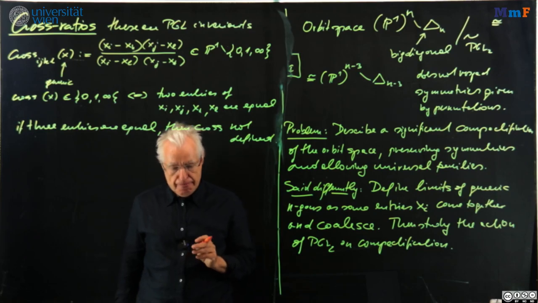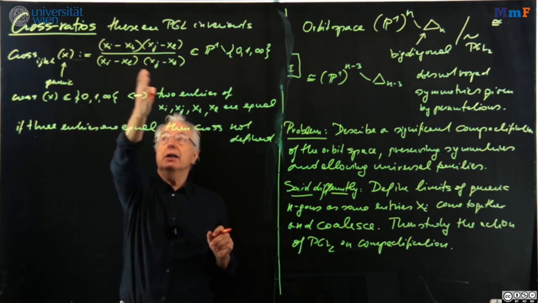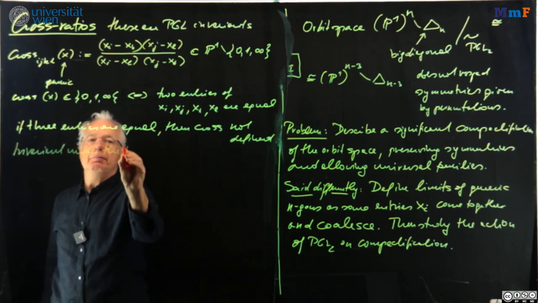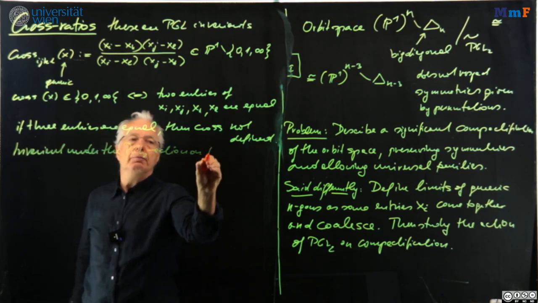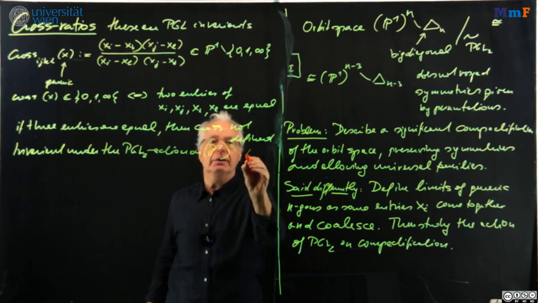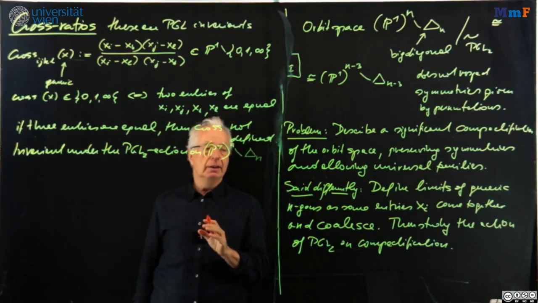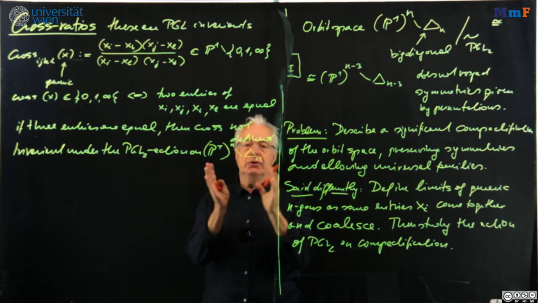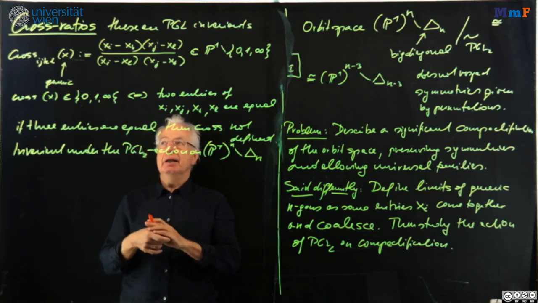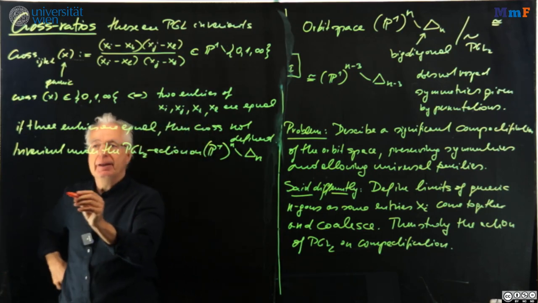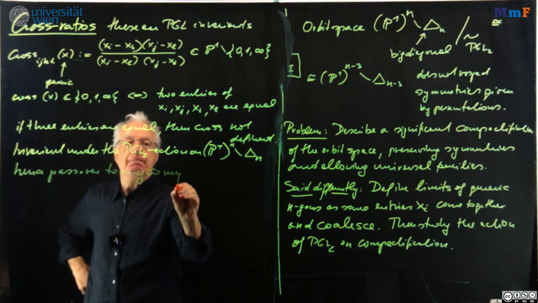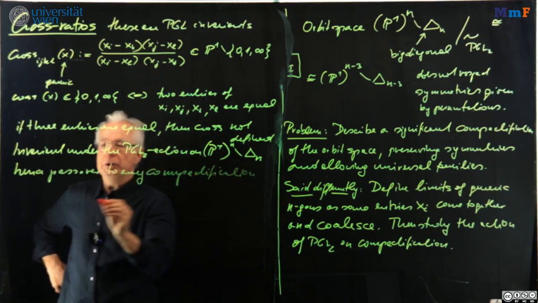Okay. Now, as these are invariant under the PGL2 action on P1 to the n, so maybe let me first write it on this open subset, so on the whole orbits, they take the same value. Easy to prove. So whenever you compactify, they will still be constant on the orbits. So hence, pass over to any compactification by continuity.